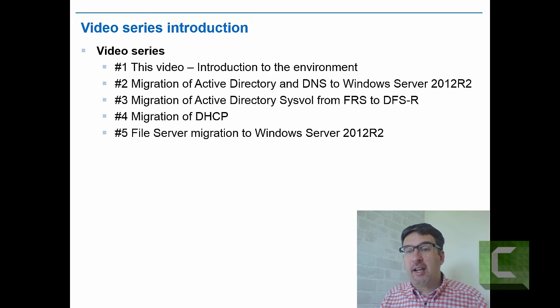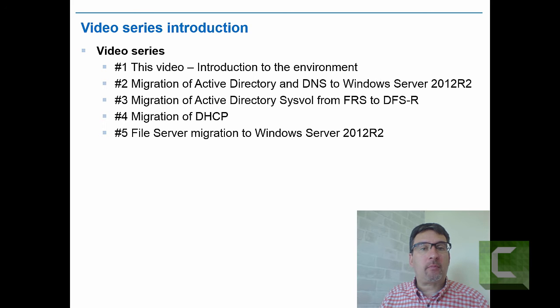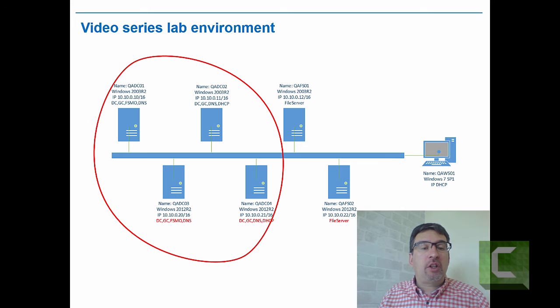So as I said, this is the second video in the series, so we're going to look at obviously migrating Active Directory and DNS across. Hopefully you've watched the introduction video which outlines the environment, and subsequent videos will move on to converting file replication service to DFSR, migration of DHCP and file server migration.